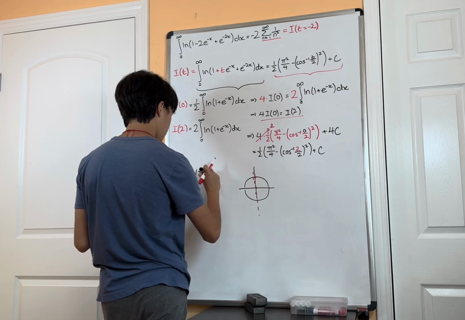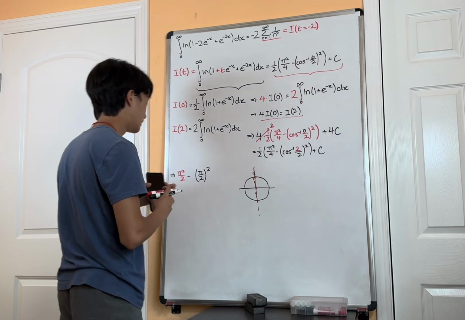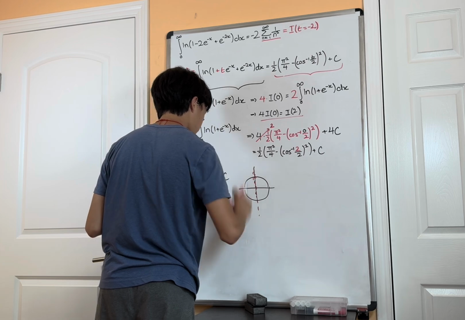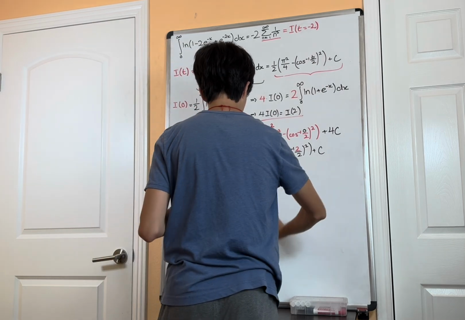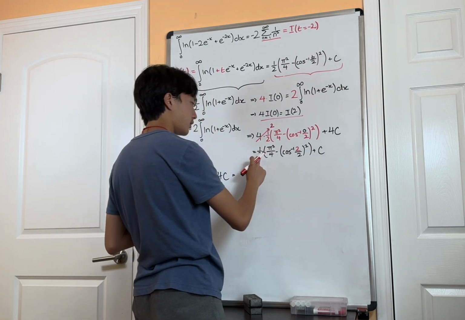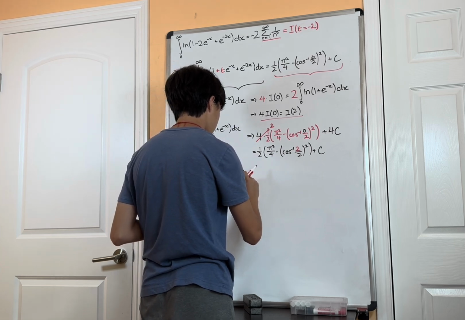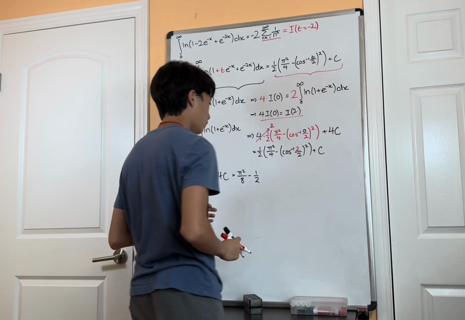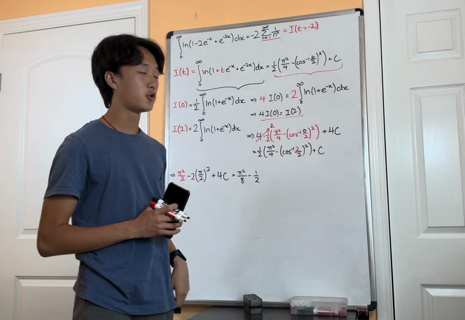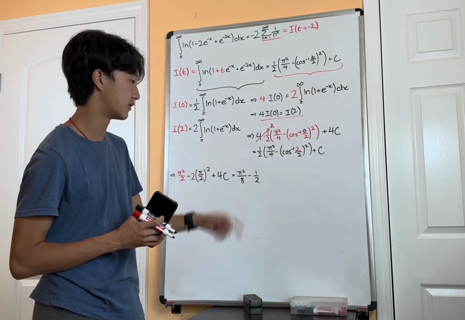Pi over 2 squared. Okay, but remember, we had this 2 multiplied on the outside. We're going to distribute that in. And we still have our 4c. Right-hand side. Okay. Right here, let's also distribute in this 1/2. So 1/2 times pi squared over 4 is just pi squared over 8. And then we have 1/2 times this right here, inverse cosine of 2 over 2. Let's just evaluate what's going on on the inside. Inverse cosine of 2 over 2 is just inverse cosine of 1.